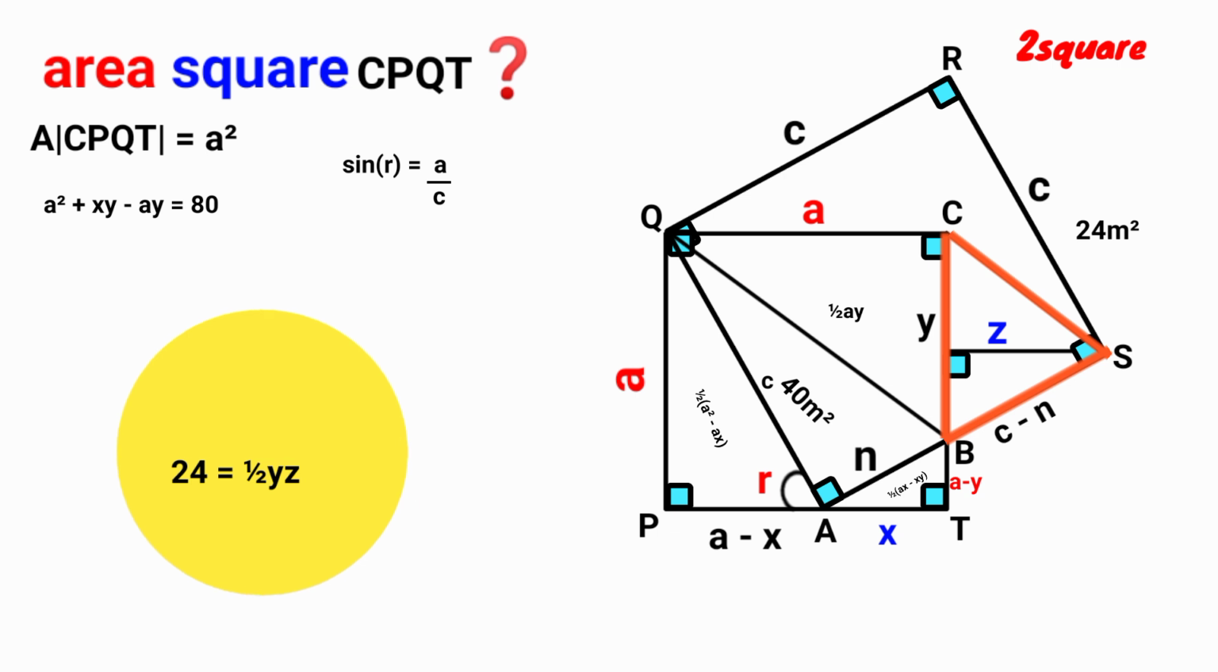Multiply both sides by 2. Here 1/2 yz times 2 is yz, while here 24 times 2 is 48. So 48 equals yz. That is, yz equals 48.